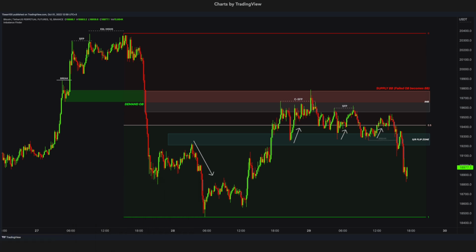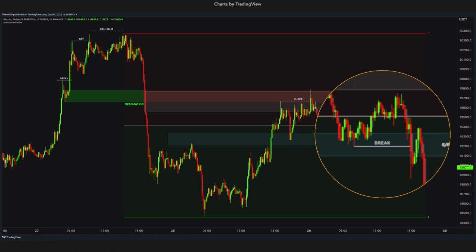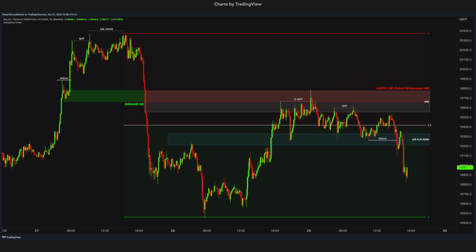Once I saw a break here, I considered this a great sign to go to lower time frames and look for a quick scalp entry. But a big warning: when you become an experienced trader, you can see all the dangers much before they happen.